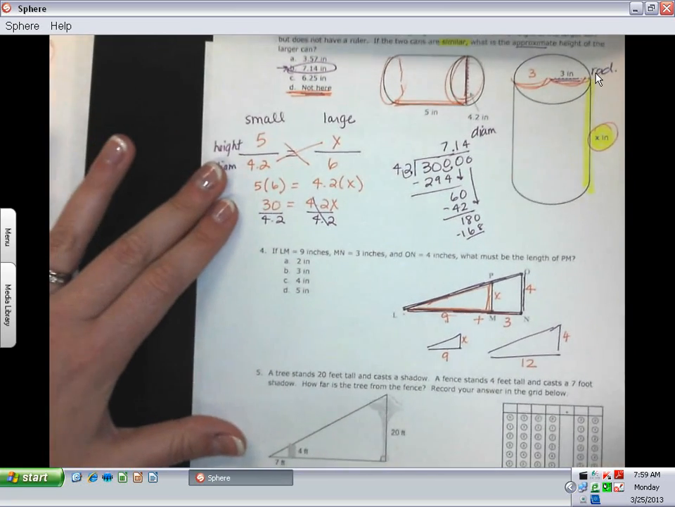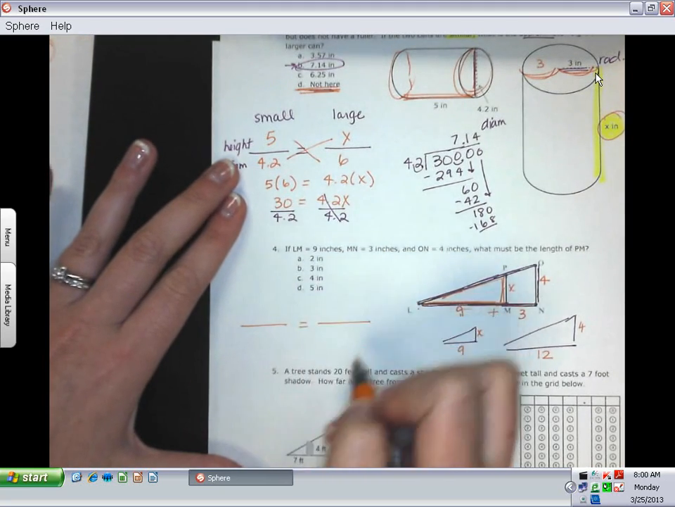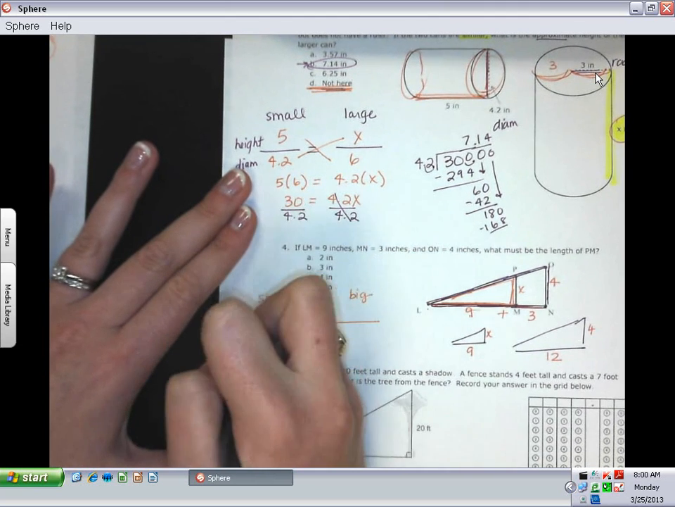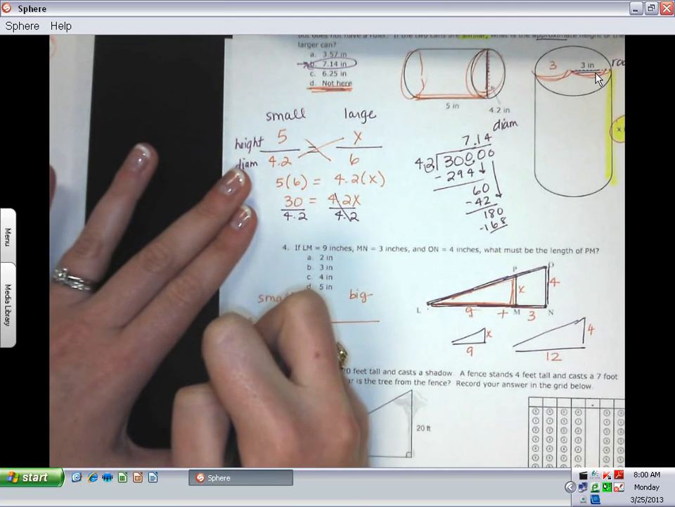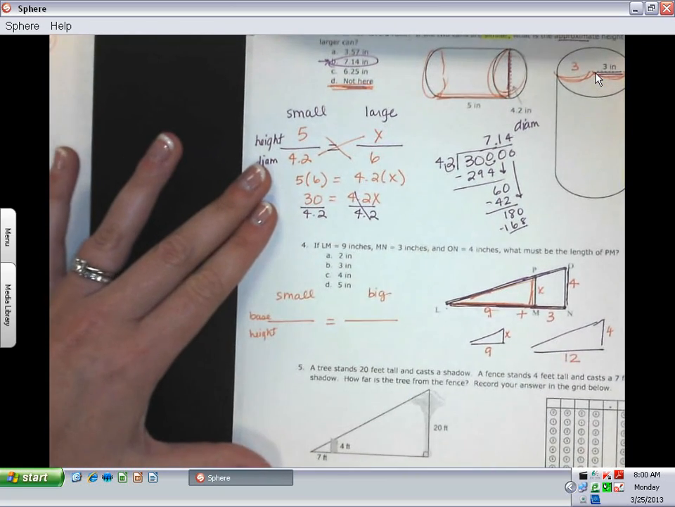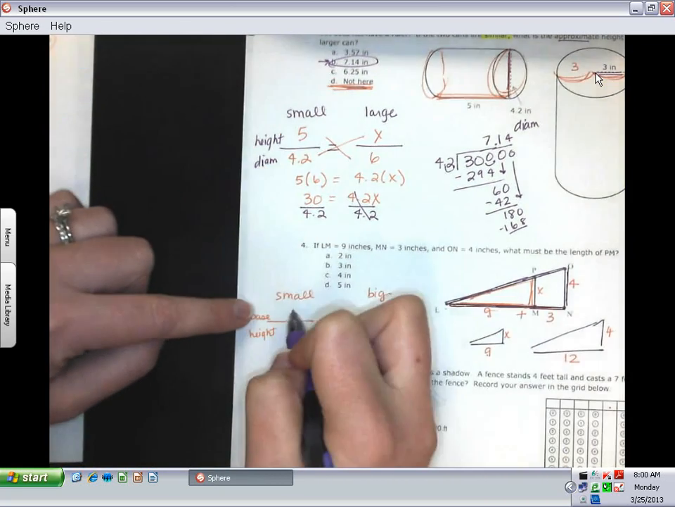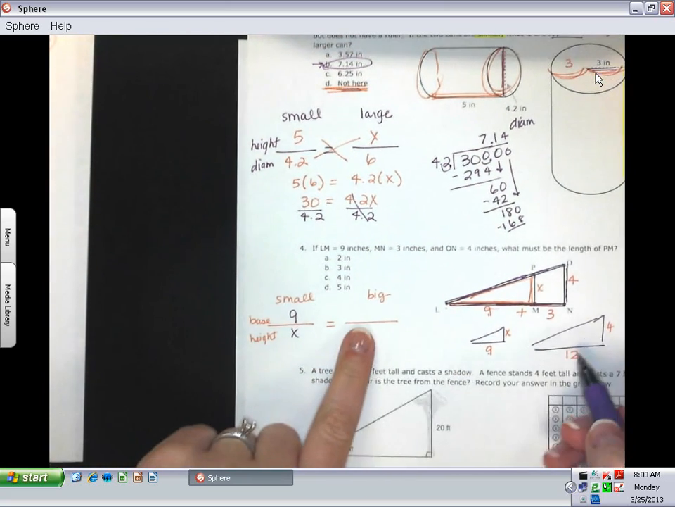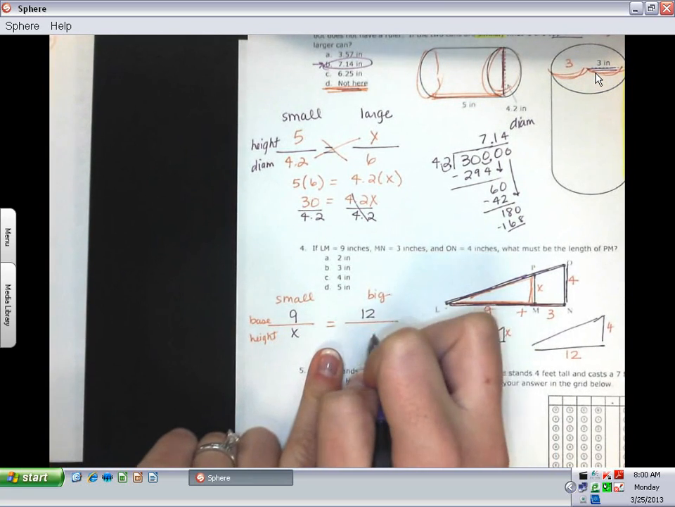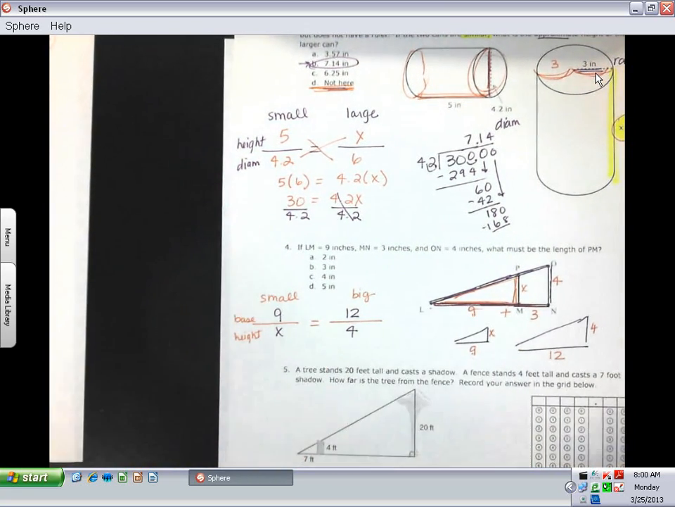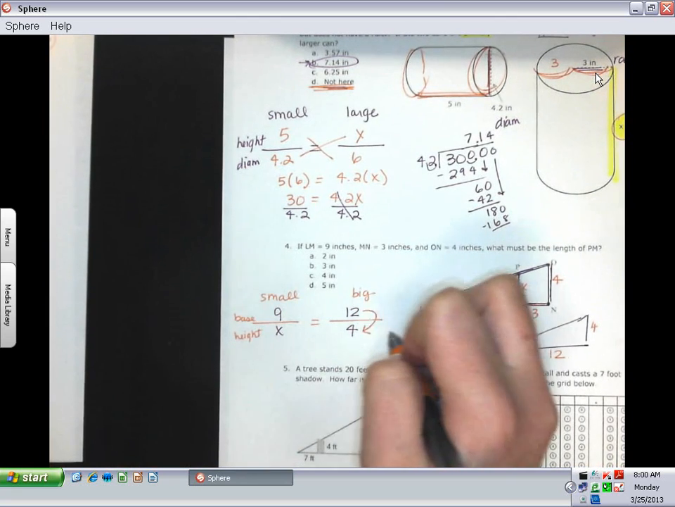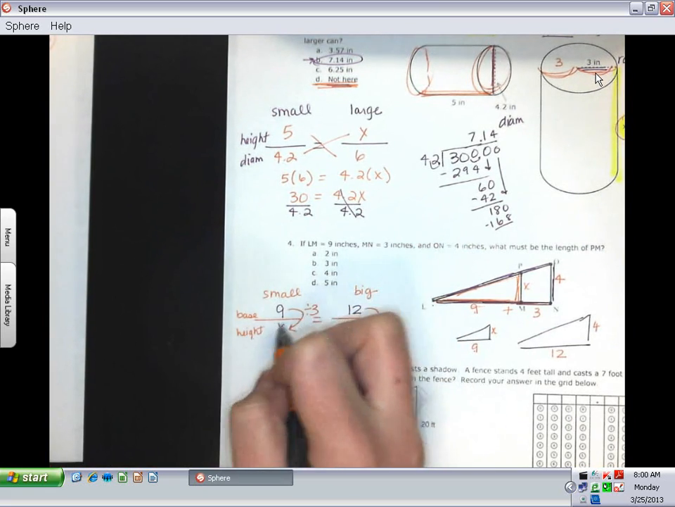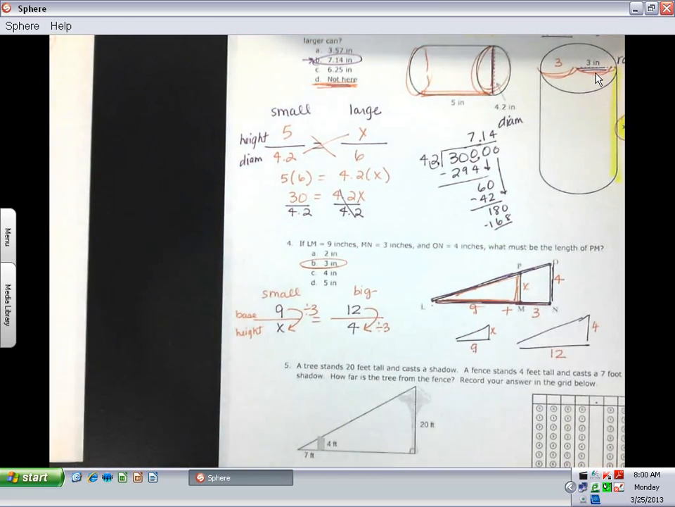So I'm comparing two things, so I need a proportion. I know I have a small triangle and a big triangle, and I'm comparing base to height. So the base of my small triangle is 9. The height of my small triangle I don't know, so that's x. The base of my big triangle we added to get 12, and the height of that is 4. Now I don't have to cross multiply and divide here because I know 12 divided by 3 is 4, so this has to be the same relationship. So 9 divided by 3 gives me x, which is 3 inches.